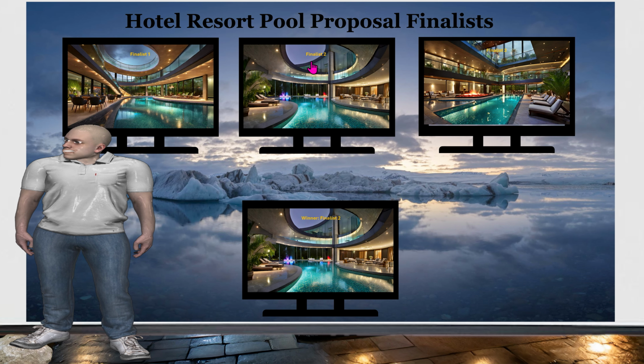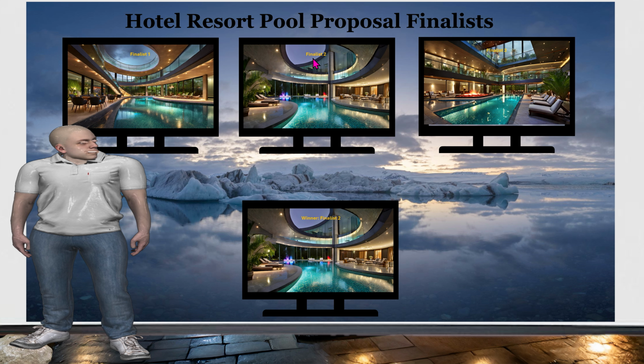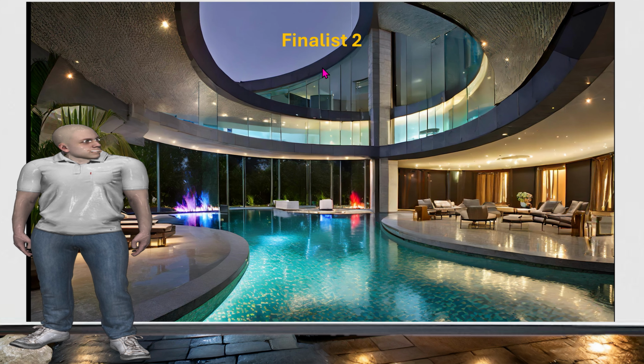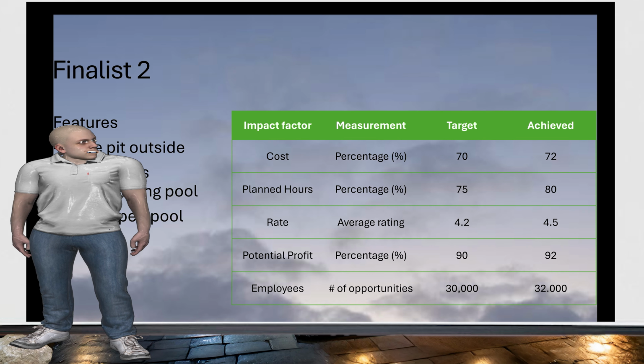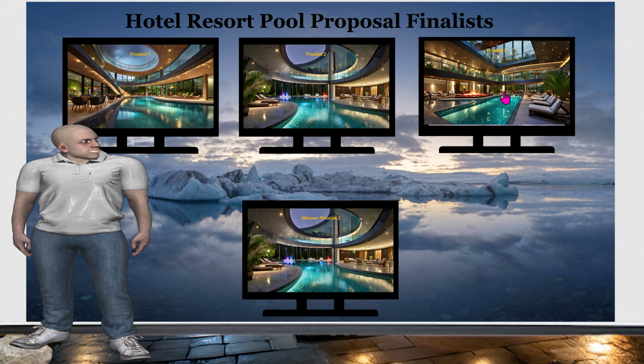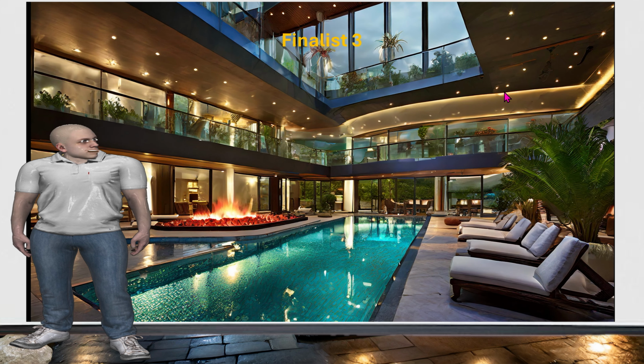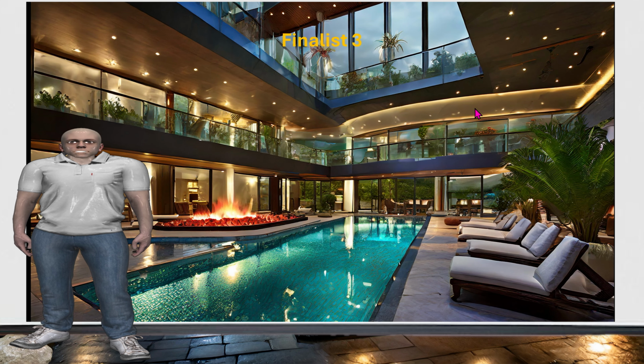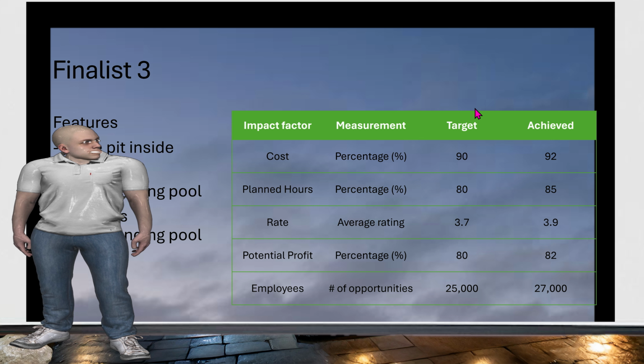If I then wanted to talk about finalist 2, I click on finalist 2. It goes to the picture slide. It then goes to the finalist 2 with the details like the fire pit outside, walkways overlooking pool, S-shaped pool. If I click again, it takes me back to the summary slide. If I go to finalist 3, it brings up the picture of finalist 3. If I click again, it brings up the features of finalist 3.